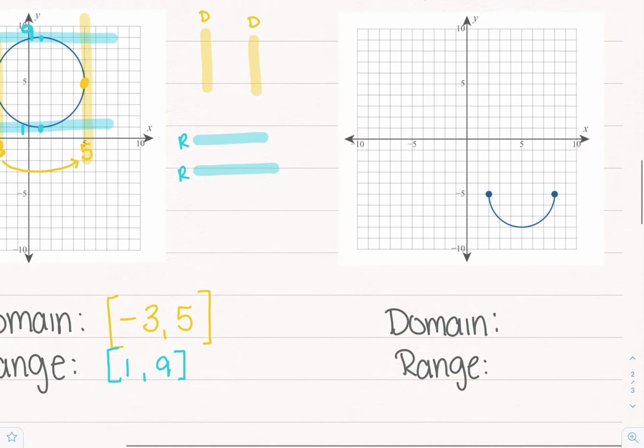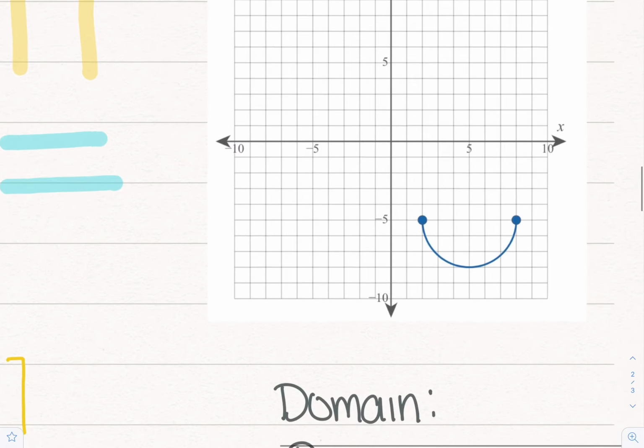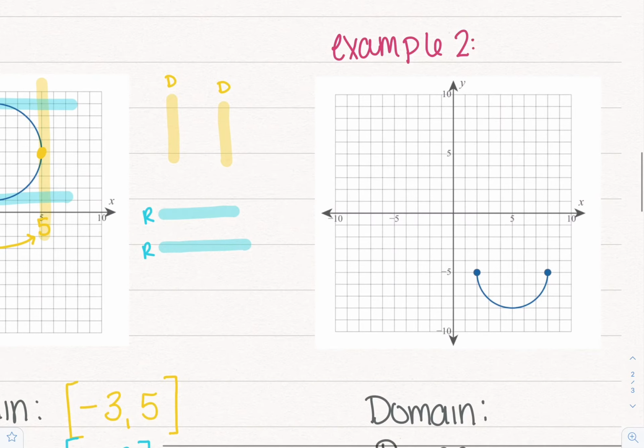Okay? All right, example 2 is now very similar to example 1, except it's a half circle. So they've cut the top of my circle off. I'm still looking for domain and range. So domain, I'm going from left to right. So I've got my popsicle sticks or the strips of paper. The furthest left point is right there, and the furthest right point is right there.